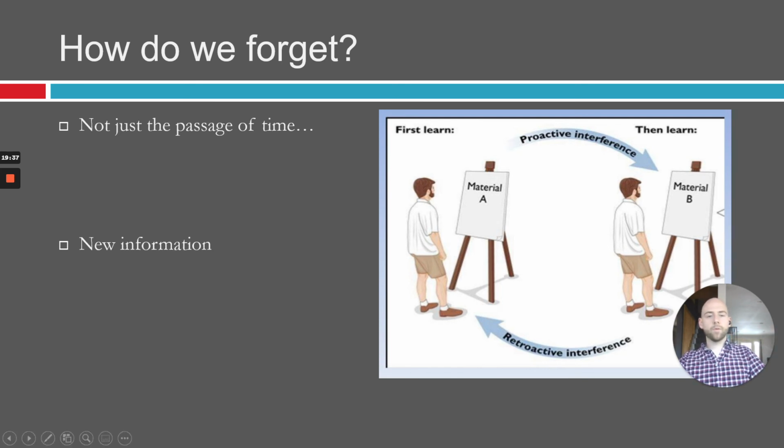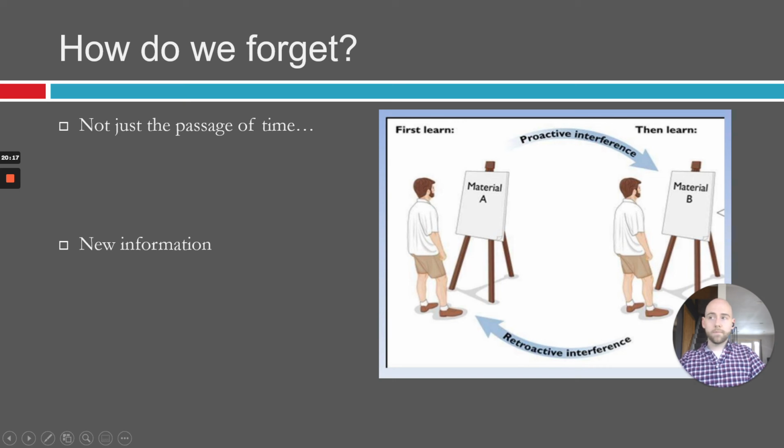So we refer to these things as types of interference. If you're learning material A and then material B, it's possible that they could both kind of interfere with each other. So if old material is getting in the way of learning new material, that's proactive interference. The old material is proactively reaching into the future to get in the way of the new material. Retroactive interference is backward looking. The new material is interfering with, or maybe even overwriting in a sense, the old material. So you can have interference going forward and interference going backward. Both of those things are possible.